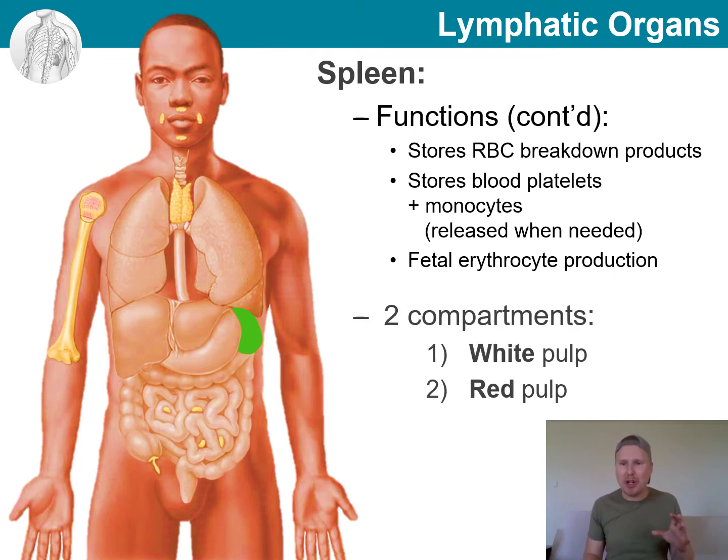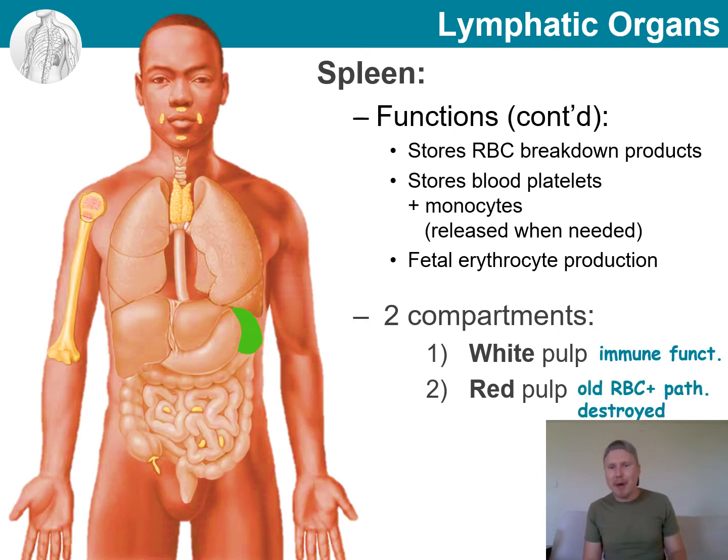On a histological level, the spleen consists of two compartments, white and red pulp. White pulp is the site where immune function occurs. It contains mainly lymphocytes on reticular fibers. Red pulp instead is the site where old blood cells and blood-borne pathogens are destroyed. It is rich in red blood cells and macrophages that engulf them.